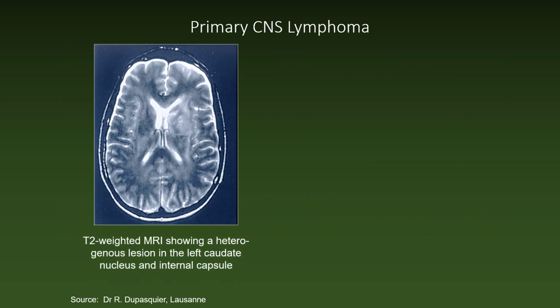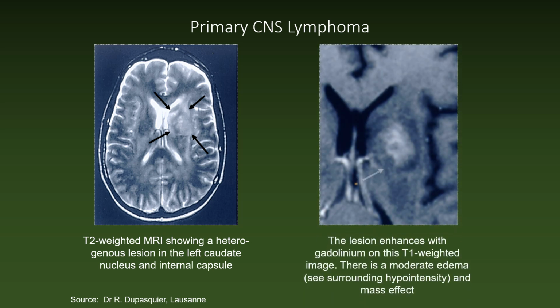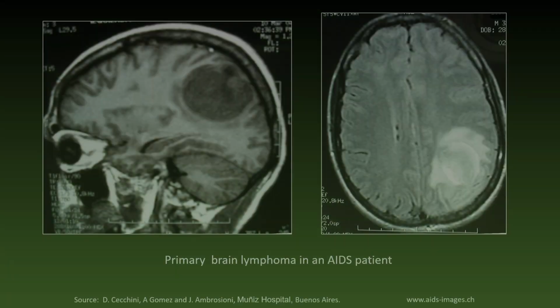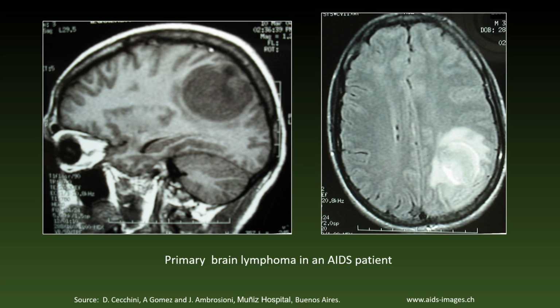The T2-weighted MRI shows a heterogeneous lesion in the left caudate nucleus and internal capsule. This lesion enhances with gadolinium on this T1-weighted image. There is a moderate edema, see the surrounding hyperintensity, and mass effect. Another image of primary brain lymphoma in an AIDS patient.